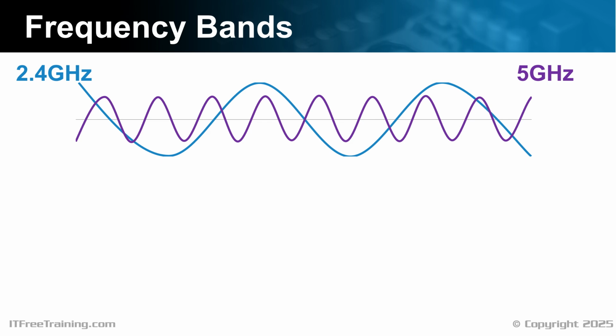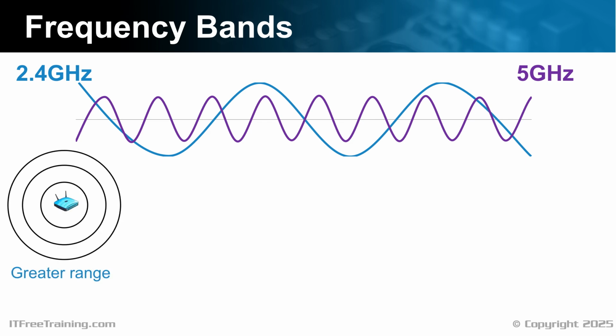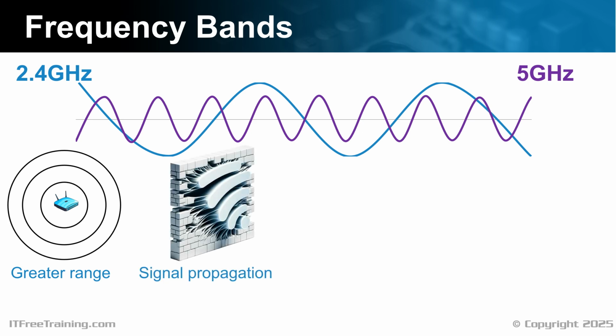The lower 2.4 GHz band offers greater range than 5 GHz. Essentially, the lower the frequency, the longer the distance it can travel. 2.4 GHz also offers better signal propagation. This means that it will go through walls and other obstacles better than 5 GHz will. There are some advantages to the 5 GHz range.